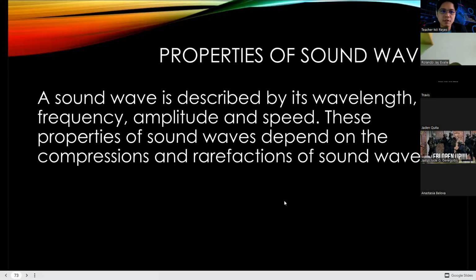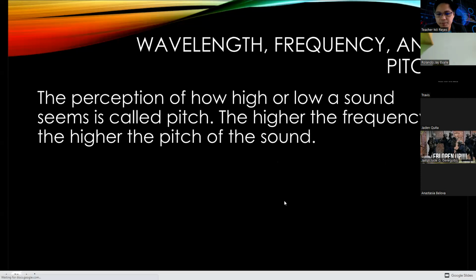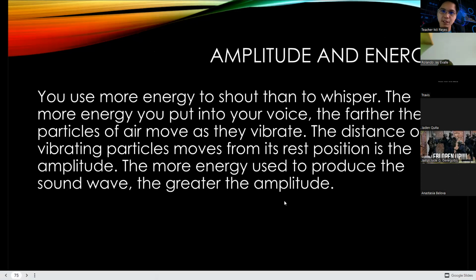Properties of sound waves. A sound wave is described by its wavelength, frequency, amplitude, and speed. These properties of sound waves depend on the compression and rarefaction of sound waves. So let's take a look at wavelength, frequency, and pitch. The perception of how high or low the sound seems is called pitch. So how can we detect high and low? The higher the frequency, the higher the pitch of the sound. So it is based on the frequency.